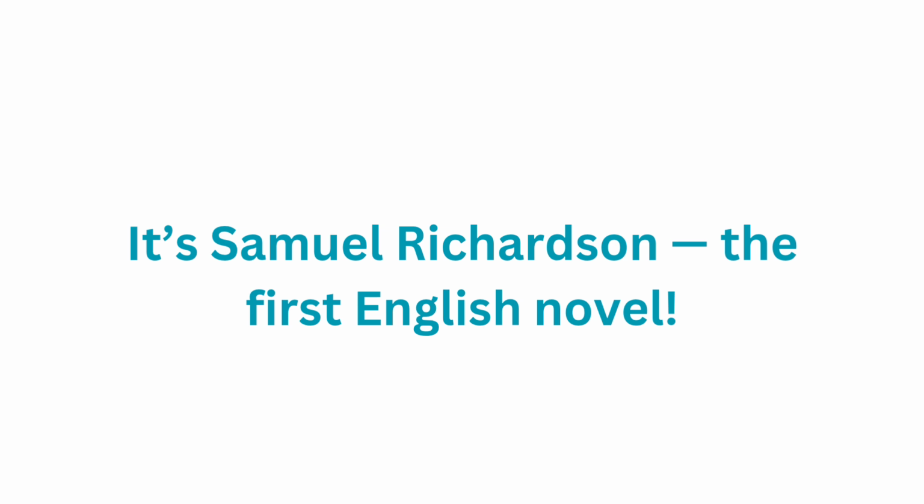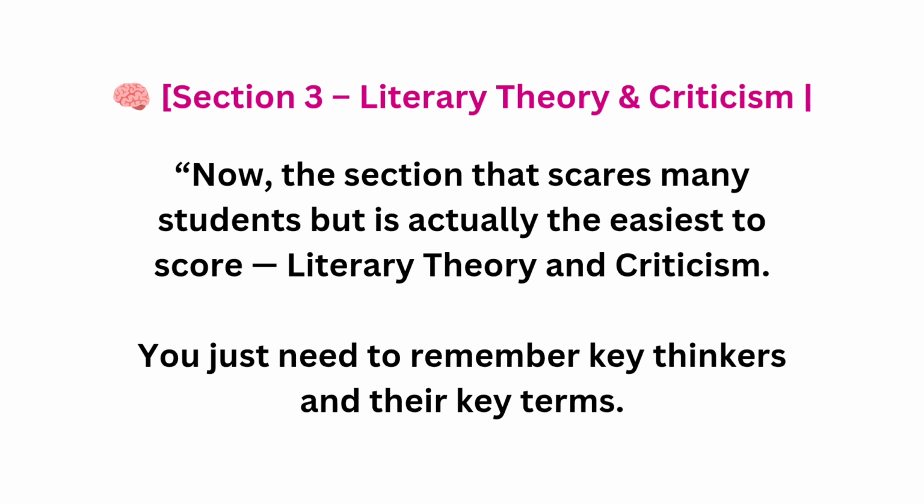Next, we move to Section 3, Literary Theory and Criticism. Now, the section that scares many students but is actually the easiest to score. Literary theory and criticism. You just need to remember key thinkers and their key terms.